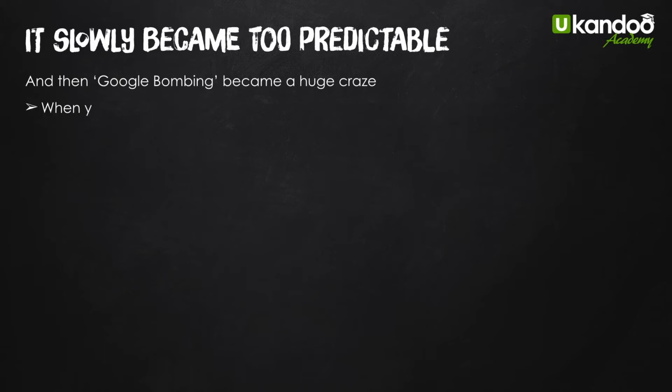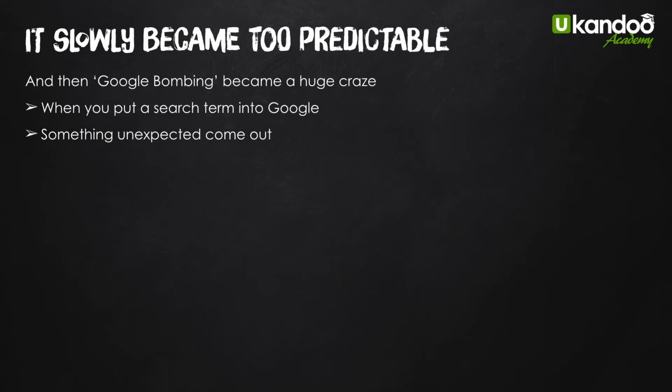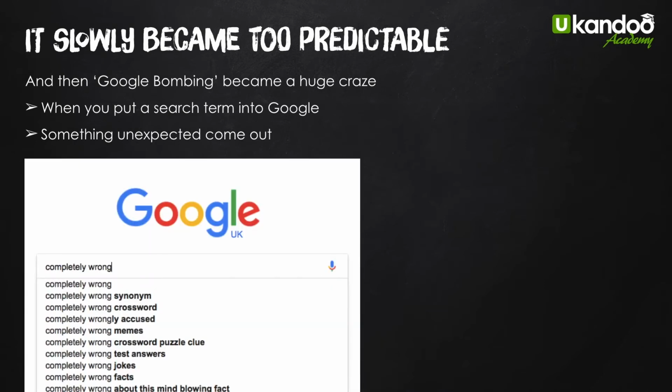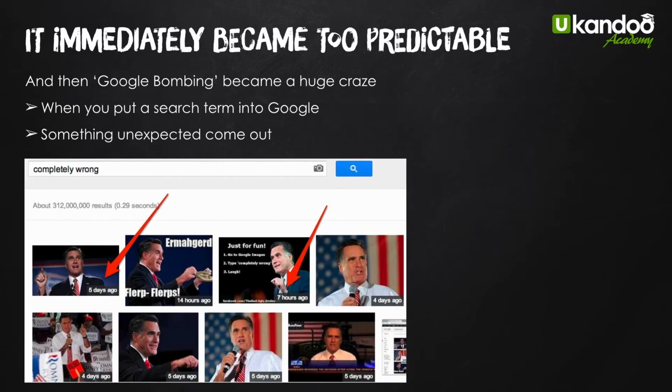So Google slowly became too predictable. And then there was a little craze of Google bombing that happened for a little while. So when you put a search term into Google, something unexpected could come out. So this was one very famous one where if you typed in "completely wrong" into Google, the pictures, every single one of the results was a picture of the US politician Mitt Romney.